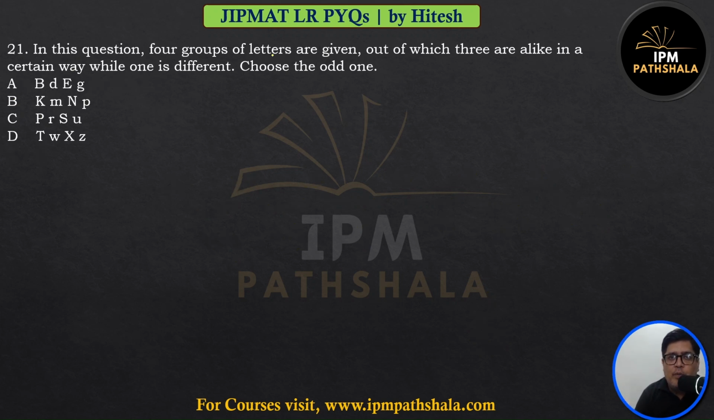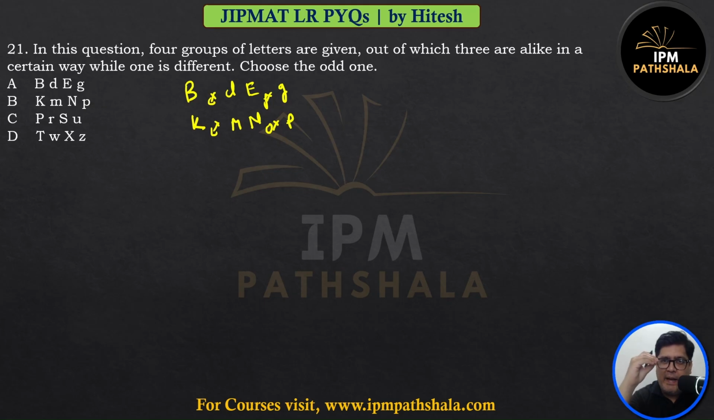In this question, 4 groups of letters are given, out of which 3 are alike and one of them is not like the other. So find the different one. This looks like B is given, C has been cancelled, D is given, E is given, F has been cancelled and G has been given. K is given, L has been cancelled, M is given, N is given, O has been cancelled, P has been given. So it's an easier pattern to observe. Out of the 4, 3 are common in some pattern. One of them is not common. Remove that. One of them is different.